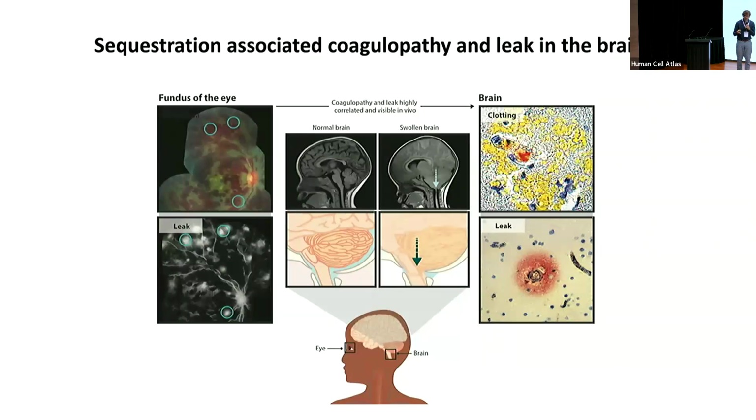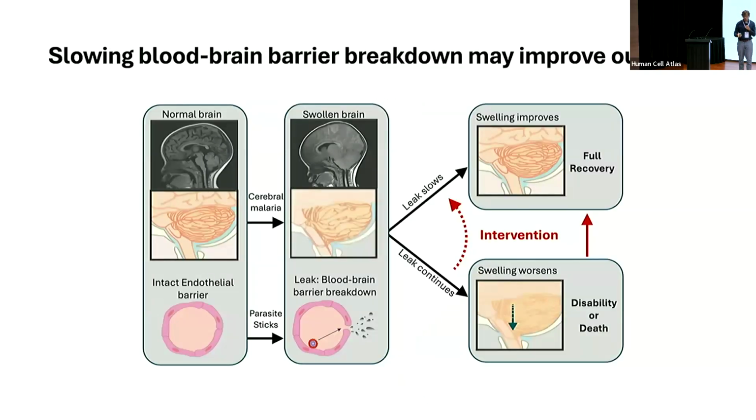Work done on the retina of the eye, visualizing the neurovasculature, and histology work that we and others have done has established that blood-brain barrier breakdown is critical for this swelling, and that this occurs at sites where the infected red blood cells stick to blood vessels in the brain. This is an opportunity. If we can understand how infected blood cells sticking to the blood vessels cause this leak, we have the basis for an intervention.